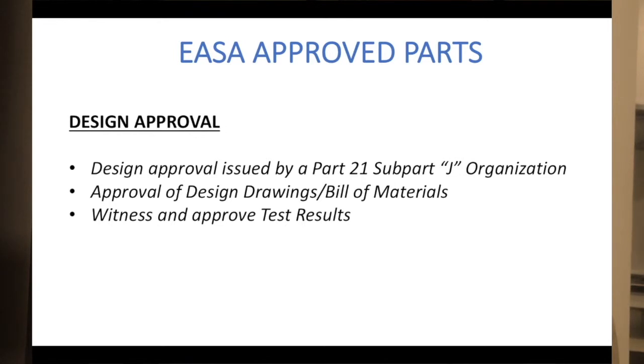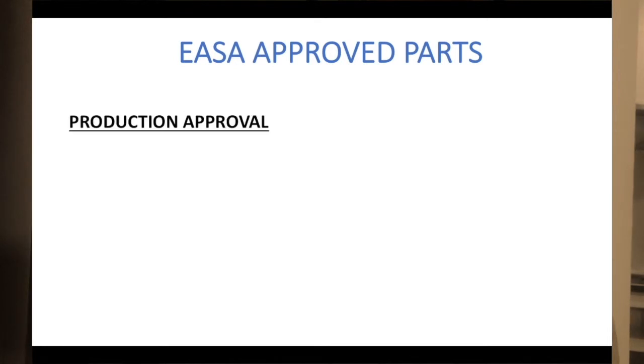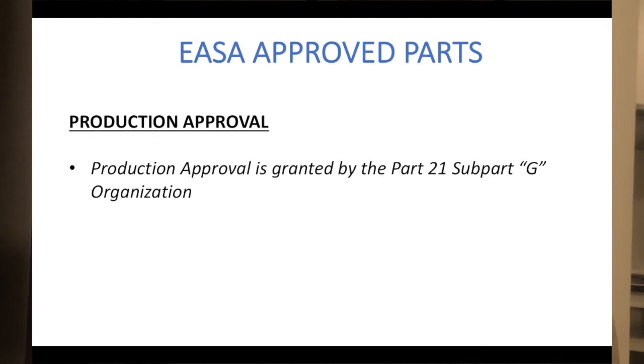For example, if the particular part consists of plastics or any type of flammable material, they may have to go through a flammability test, and the Part 21J organization will have to witness that test, obtain the test results, and approve them or disapprove if the test fails. Once the organization accepts and approves the design, typically they will issue a design approval letter to the applicant. The production approval is the responsibility of the EASA Part 21 Subpart G organization.